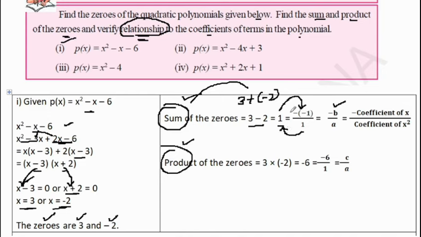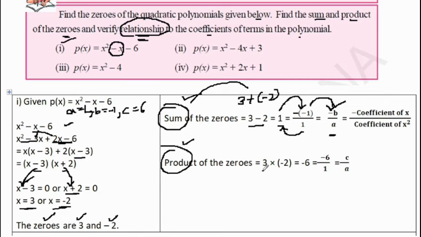So we have to rewrite this 1 in such a way that we get the formula minus b by a. So here minus as it is, and minus 1 is nothing but b here. So a here is 1, b is minus 1, and c is 6. So minus of minus 1 by 1 can be represented as minus b by a, which is nothing but minus coefficient of x by coefficient of x square.